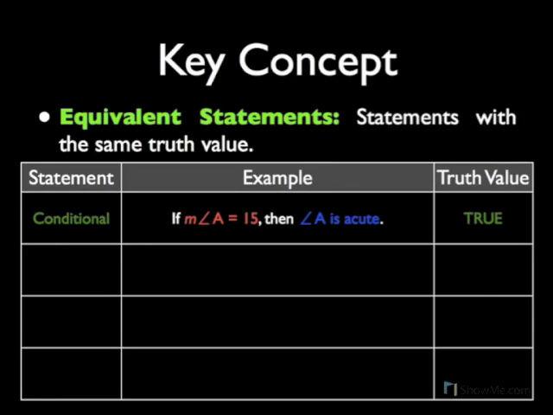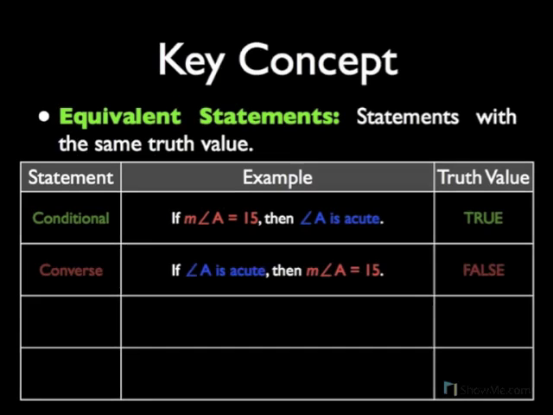We know that's true because the definition of an acute angle is an angle with a measure between 0 and 90 degrees. The converse of that statement, if angle A is acute, then the measure of angle A is 15 degrees, is false, because an acute angle can be anywhere between 0 and 90 degrees. So just because angle A is acute, it doesn't mean that its measure has to be 15 degrees. You will notice that the conditional and converse are not necessarily equivalent statements.